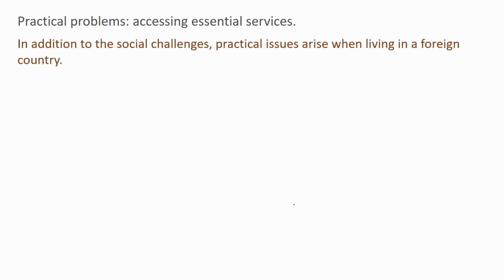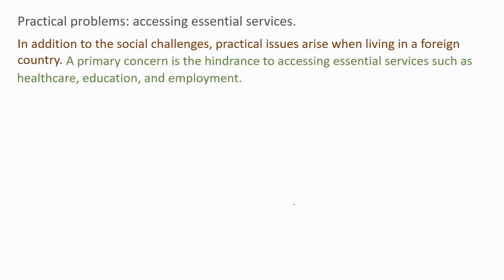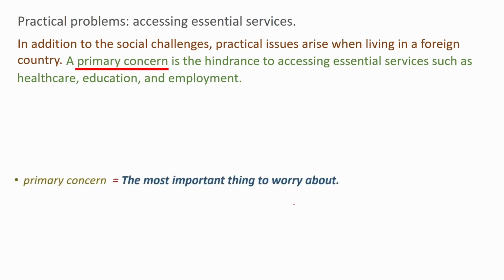Now, the second body paragraph, practical problems accessing essential services. In addition to social challenges, practical issues arise when living in a foreign country. So that's a good way to start the second paragraph to mention practical problems. A primary concern is the hindrance to accessing essential services such as healthcare, education, and employment. Primary concern, the most important thing to worry about. Hindrance, something that makes it difficult to do something.